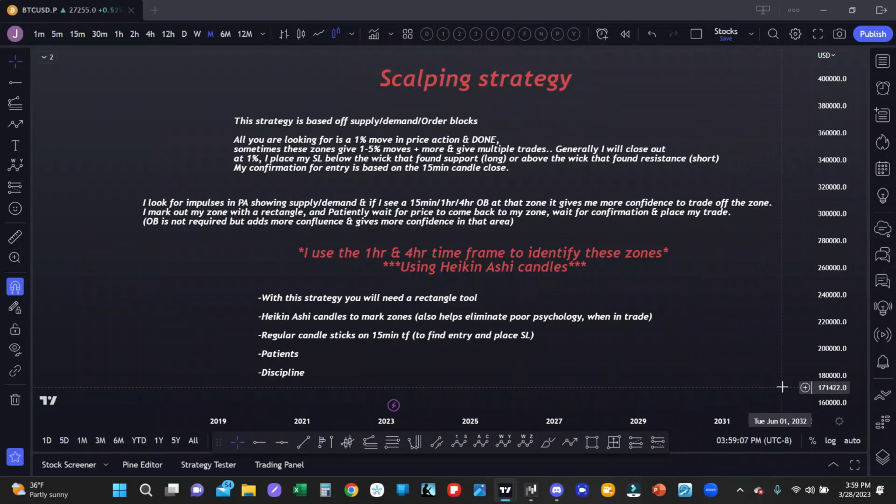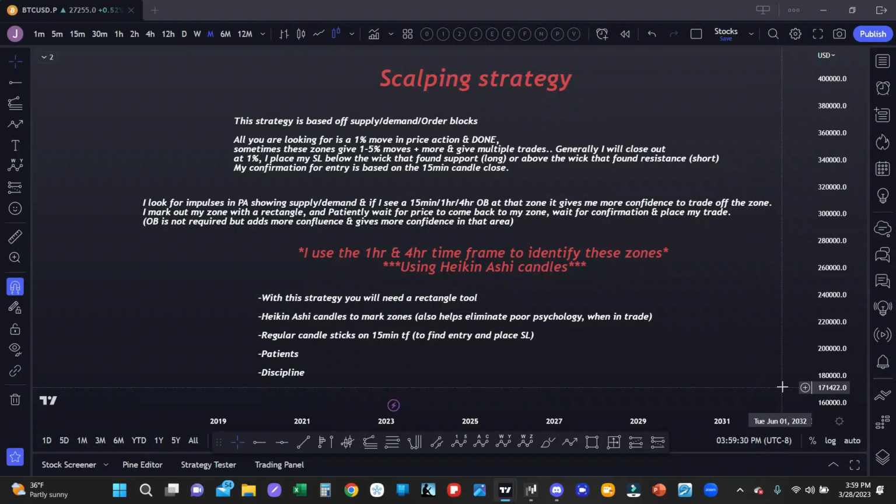So after I mark out the zone with a rectangle, I'm just patiently waiting, and when price comes back to my zone, I wait for confirmation and I place my trade. Simple as that. Okay. Order blocks are not required. It just adds more confluence, and it gives more confidence in that area that you have your zone plotted out in. Okay, so there's a key point.